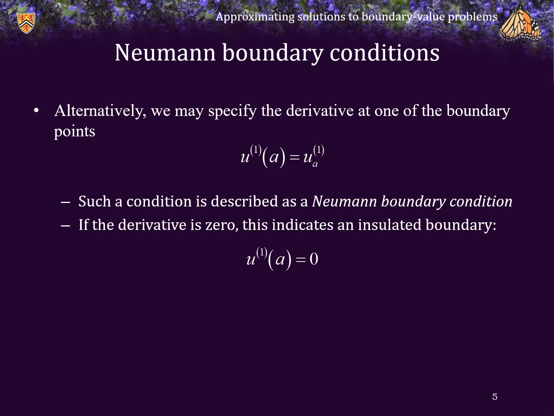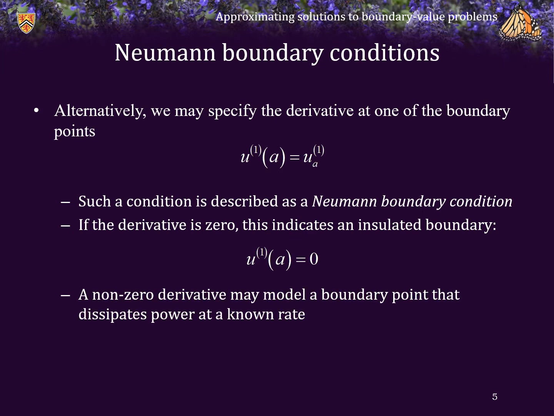One such case is where the derivative is specified to be 0 at a boundary point. This indicates an insulated boundary. So if the derivative at one of the boundaries is 0, that indicates that the system is insulated at that point. A non-zero derivative at a boundary point may model a system that dissipates power, for example, at a known rate.